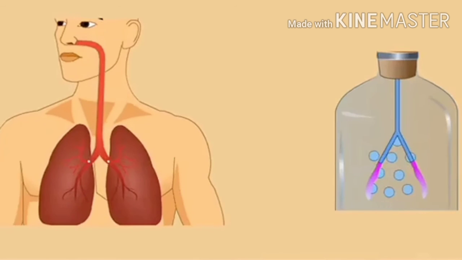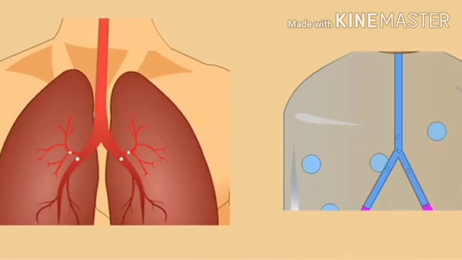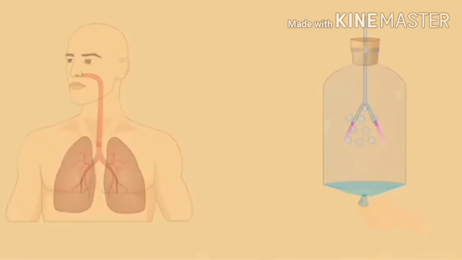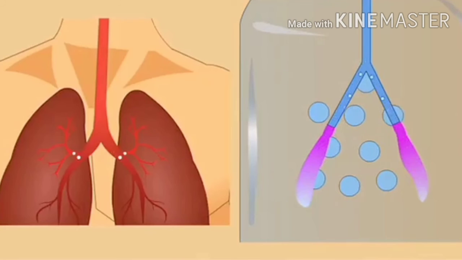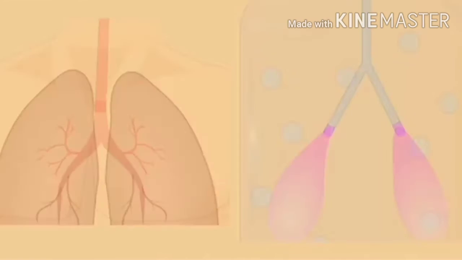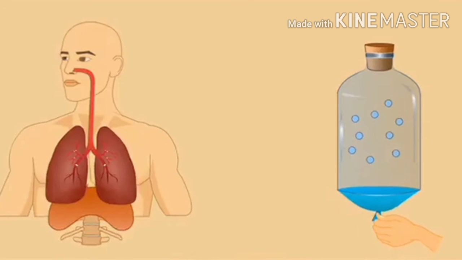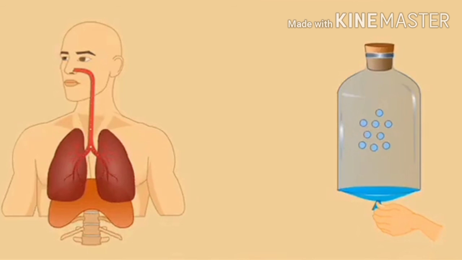Then air enters the bronchi, like the air enters the two branches of the tube in the experiment. Finally it goes to the lungs, and the lungs get inflated like the balloons in the experiment. Similarly, when we push the rubber sheet, or the diaphragm, it moves up and the cavity becomes denser.